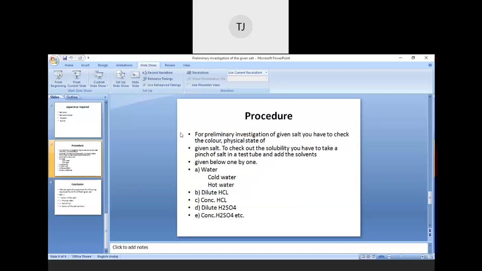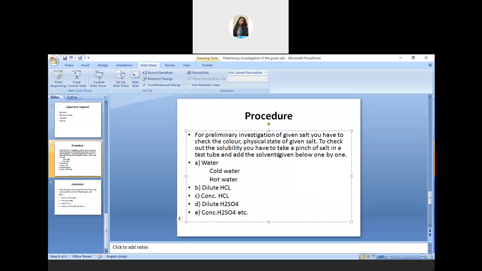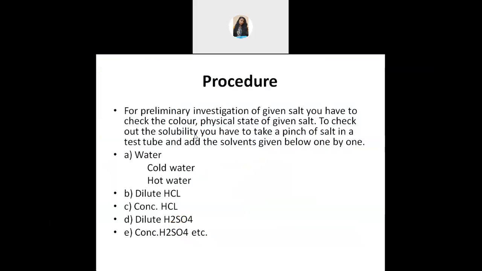Okay, procedure. So first you have to check the color. Color you can see easily. Next, physical state of the given salt. I have made some mistake here because it is one sentence. Now it is okay. See this, for preliminary investigation of the given salt, you have to check the color.